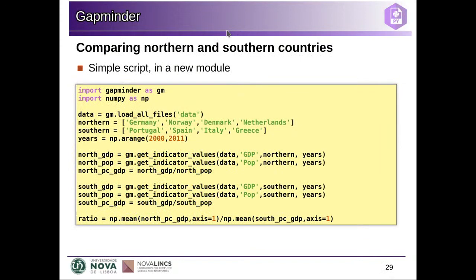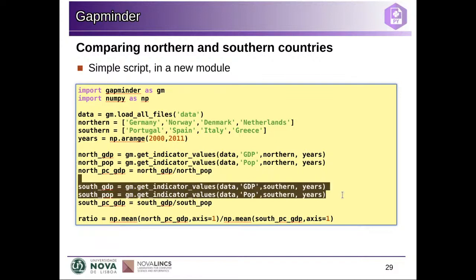And if we want the per capita GDP, we just divide the GDP of each year for each country by the population of each year for each country. And this we can do easily because, since these matrices have the same dimensions, Numpy will just create a new array with the same dimensions, but doing the operation element by element. So we get all the ratios between GDP and population for all the countries and all the years. We do the same for the southern countries.